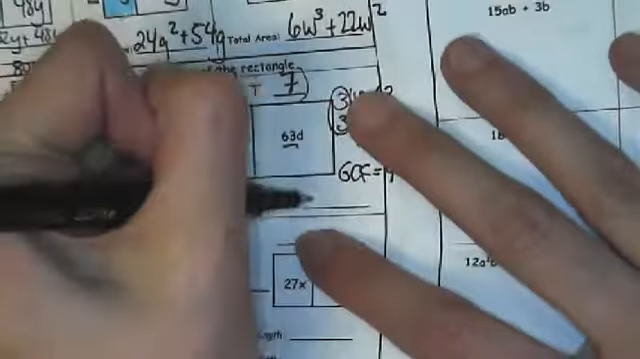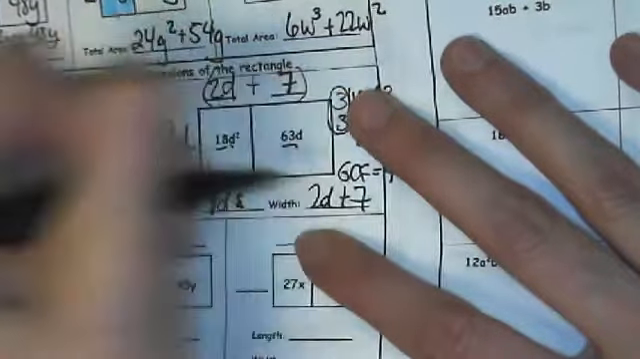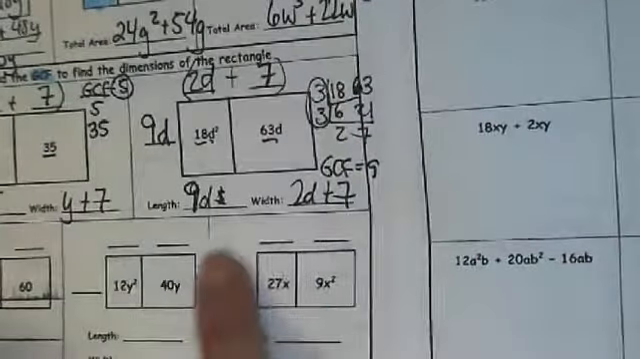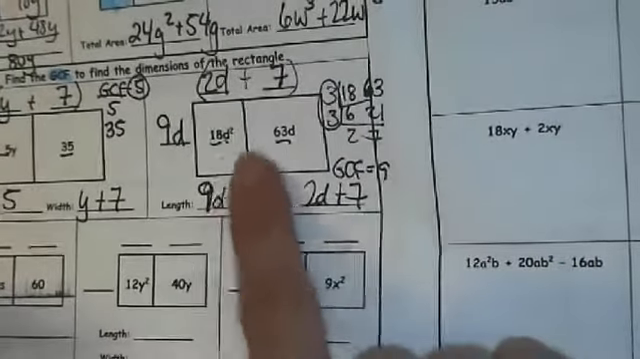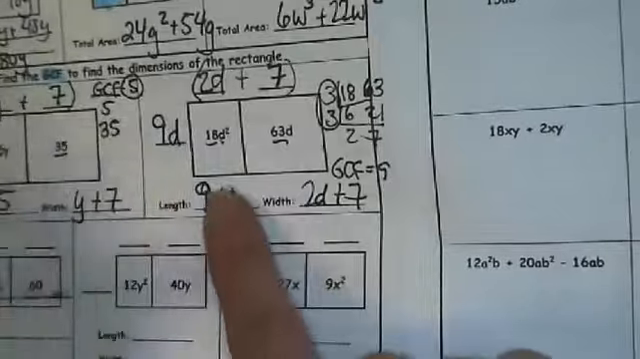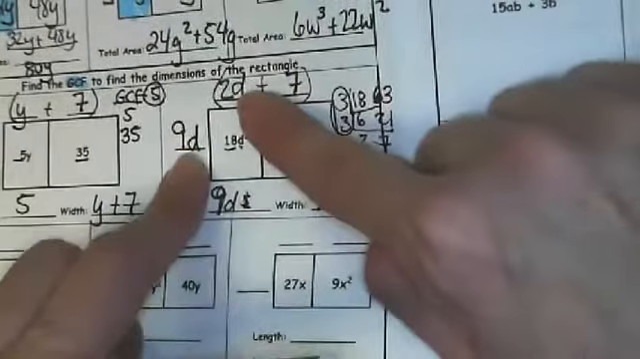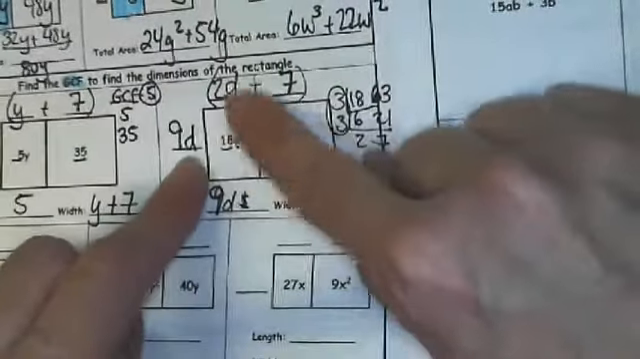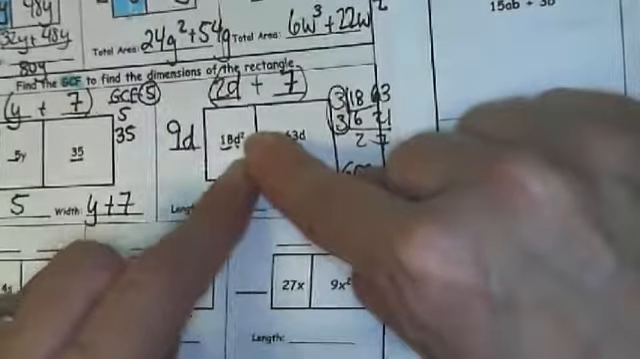Alright, 2d plus 7. You can check it, see if you get the same thing in the box. If I did 9d times 2d, 9 times 2 is 18, and d times d is d squared. And then 9d times 7, well 9 times 7 is 63, and then I have a d.